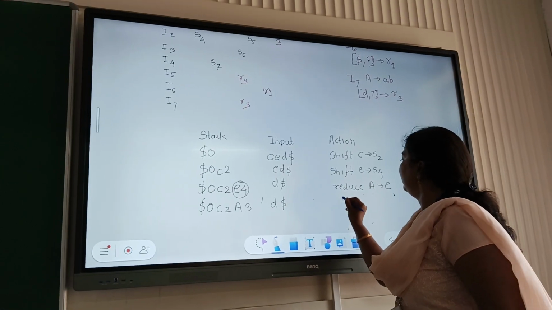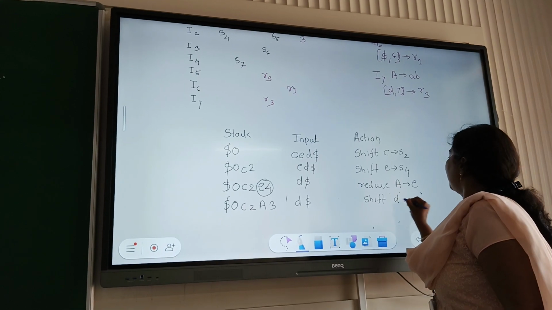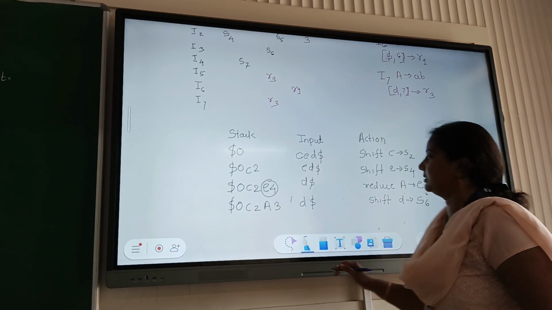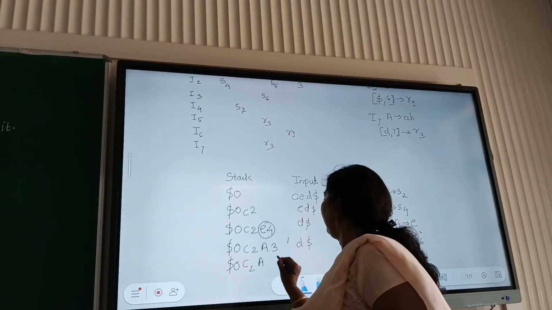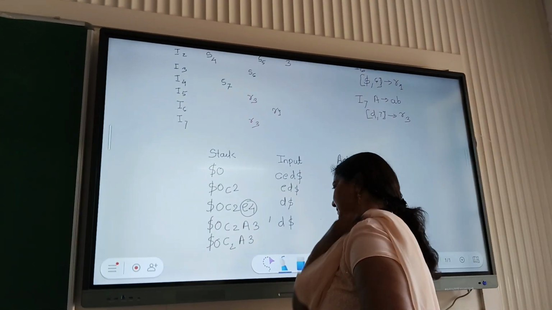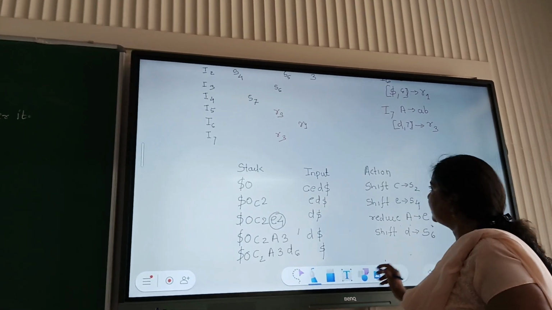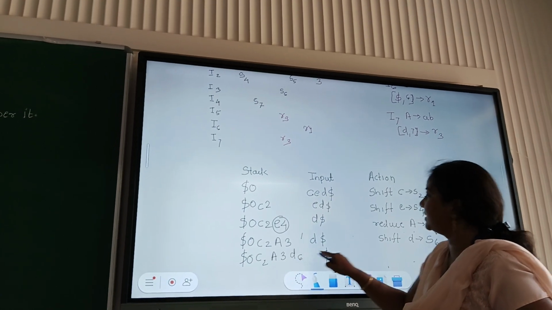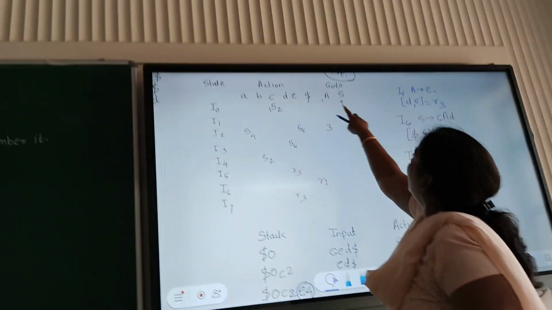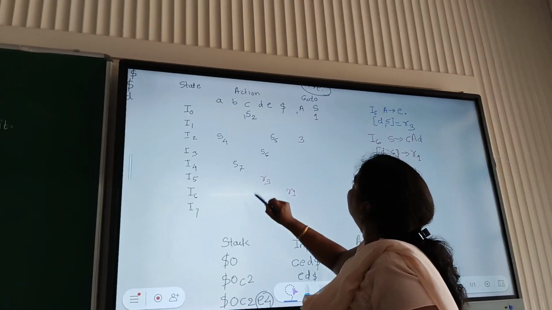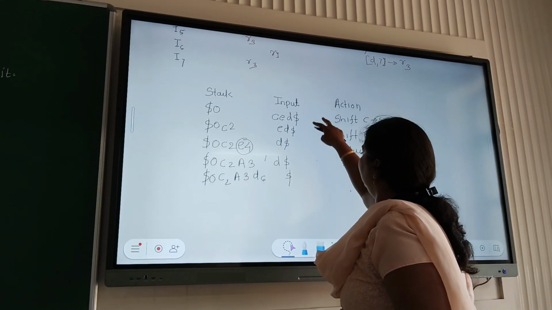So right here shift. D produces S6. So $0 C to A 3. This D has come here and 6 number is written, only dollar is remaining in input. Now 6 to $. 6 to $. 6 to R1, reduce.